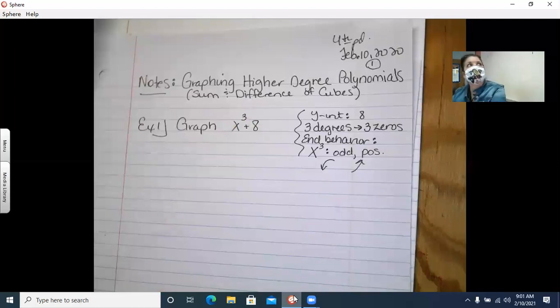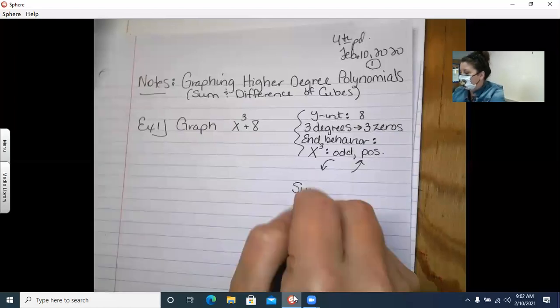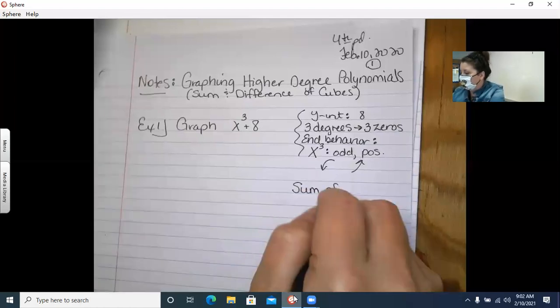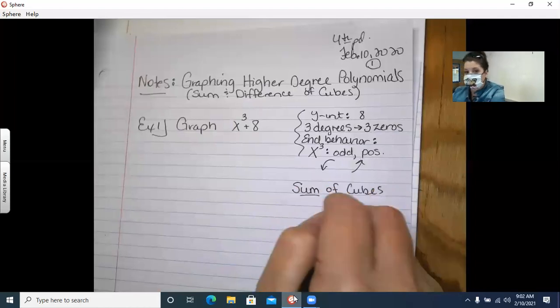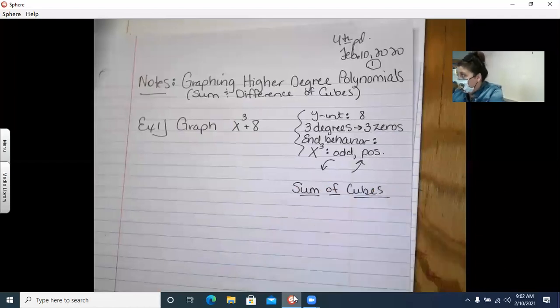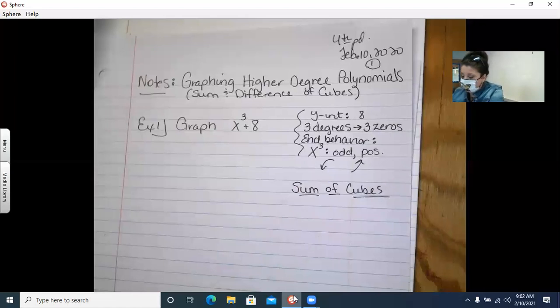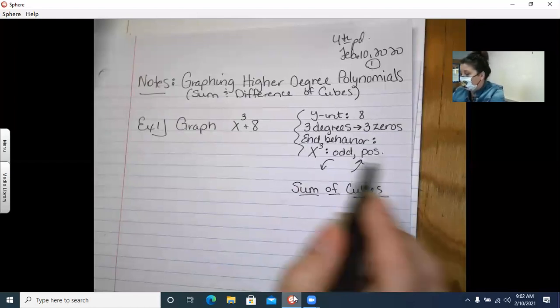Look at the title of the notes. What is it? A sum of cubes. A perfect cube plus a perfect cube is a sum of cubes. So we're going to factor that. We know how to do that. Remember, sum of cubes is a plus b times a squared minus ab plus b squared.